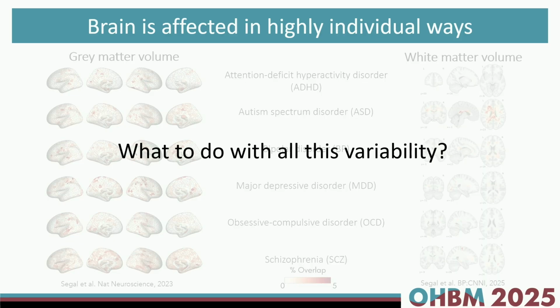And so a question that I keep coming back to is, what do we do with all this variability? How do we derive meaning from this? We know that there's this widespread heterogeneity, but what can we do?